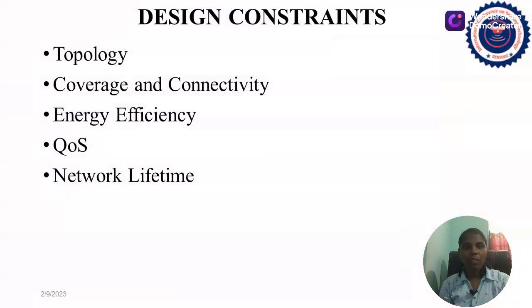The next one is the design constraints. Many applications are there, and there are many characteristics in wireless sensor networks, but there are some design constraints to get a better wireless sensor network. First of all, I have taken some of the design constraints. The first one is the topology, then the coverage and connectivity. Overall, along with coverage and connectivity, we concentrate on the design constraints of energy efficiency, QoS, and network lifetime. These are some of the design constraints I've taken from my research work.